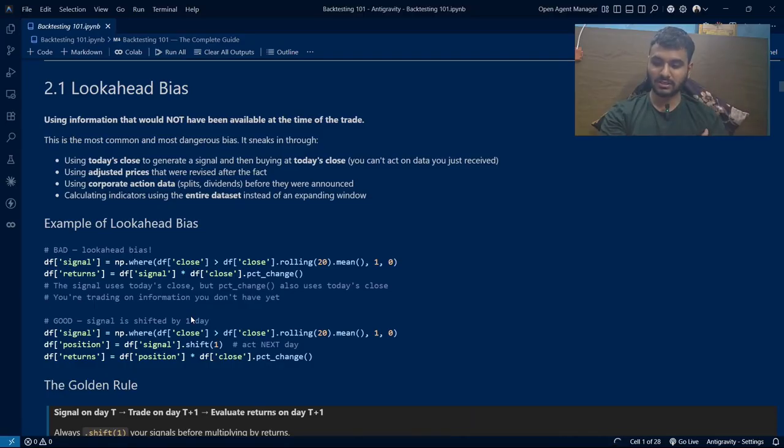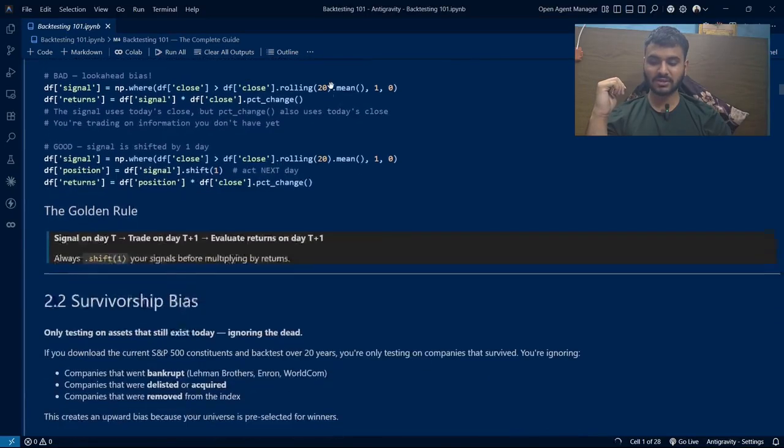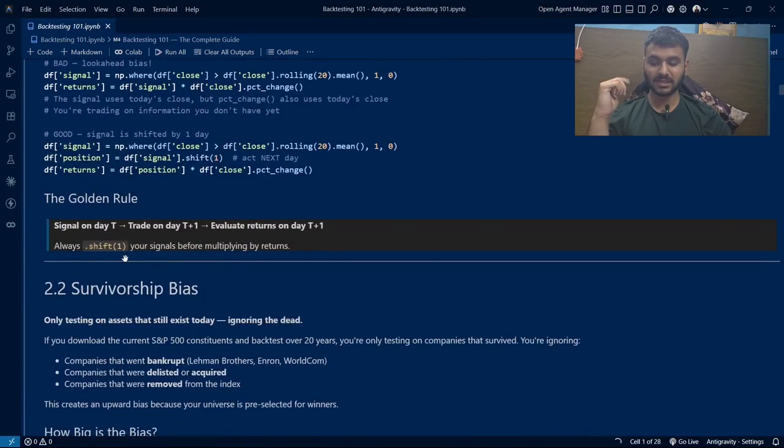Then using adjusted prices that were revised after the fact, using corporate data, splits, dividends before they were announced, calculating indicators using the entire data set instead of an expanding window. These are the code examples of what a look-ahead bias looks like. Then the golden rule is: always shift your signals by one before multiplying the returns.